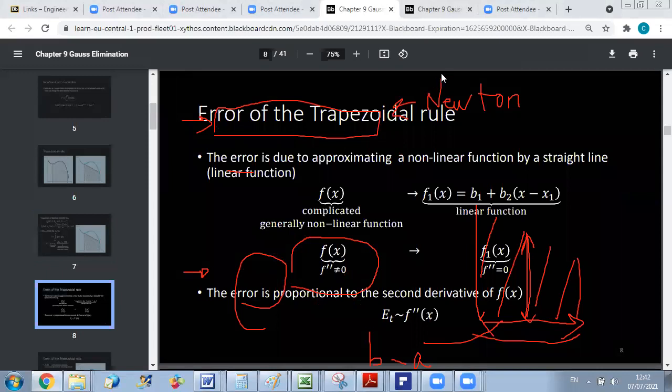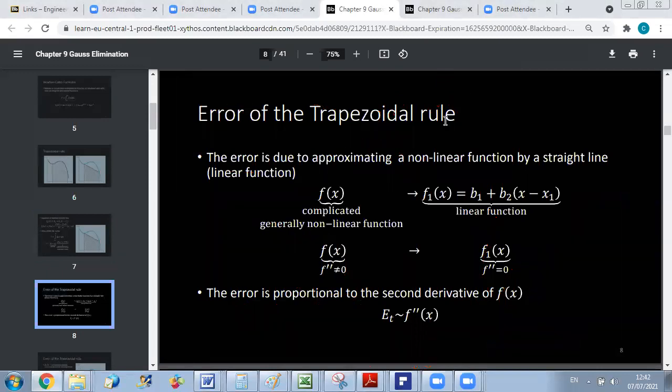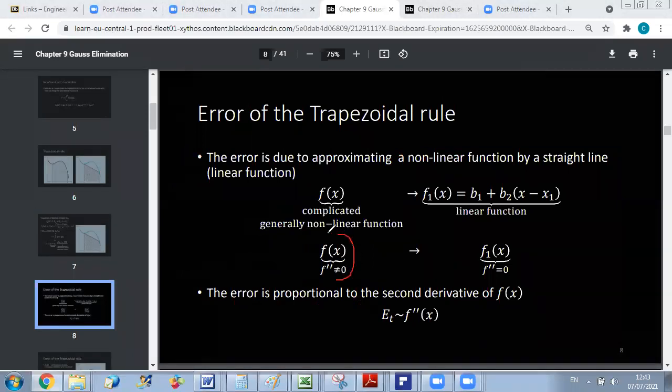Now, what will be the error involved in the trapezoidal rule? Already we know that we will have an error because we are approximating a nonlinear function by a straight line, a linear function. We might have a very complicated nonlinear function, and we are just considering that we will approximate it as a linear function. So we expect that the higher the second derivative, the higher the error. Because the higher the second derivative, the further the profile will be from the linear profile.